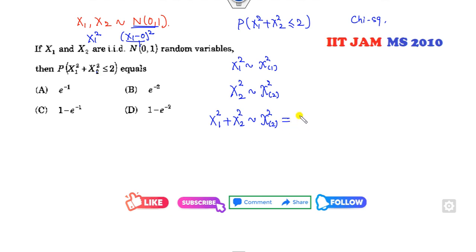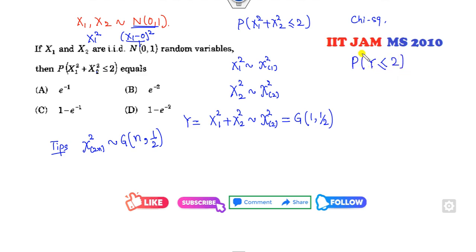Now I can write this in terms of the gamma distribution. Fine. Always remember how you can write the gamma distribution. If you have the chi-square distribution of 2n, it is always the gamma distribution of n comma 1 over 2. So you can see n is my 1 here. Fine. Then your target, if I call this Y, is to find the probability of Y less than or equal to 2.